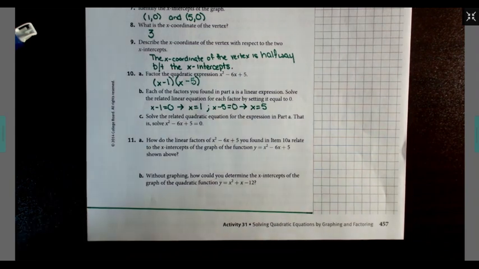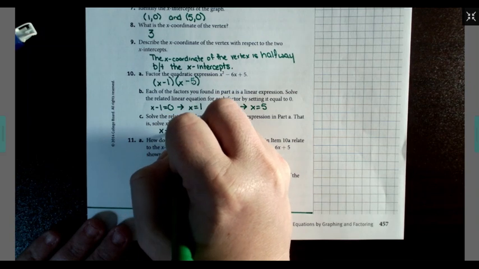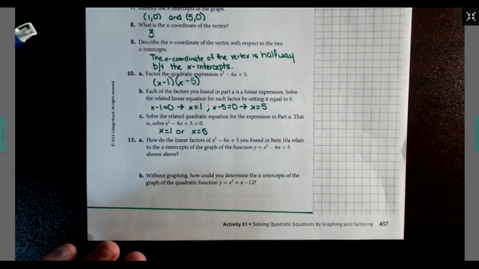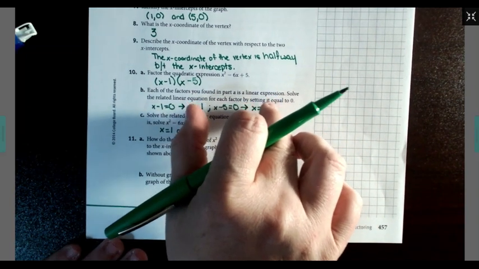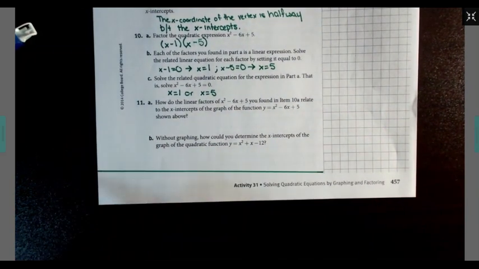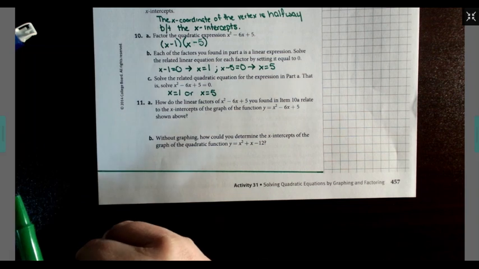Solve the related quadratic equation for the expression in part A, that is, solve x squared minus 6x plus 5 equal to 0. That would be x equals 1 or x equals 5. It's basically taking this, setting it equal to 0, which we did, and putting it back into the original. So this equation will either equal 0 if the value of x is 5 or if the value of x is equal to 1.